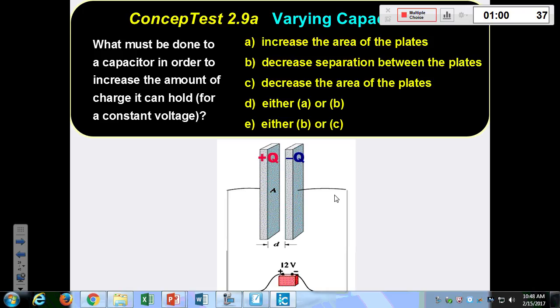All right, so if you have capacitors, what can you do to the capacitor in order to increase the amount of charge that it can hold?